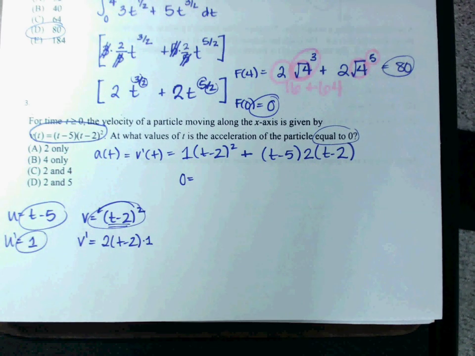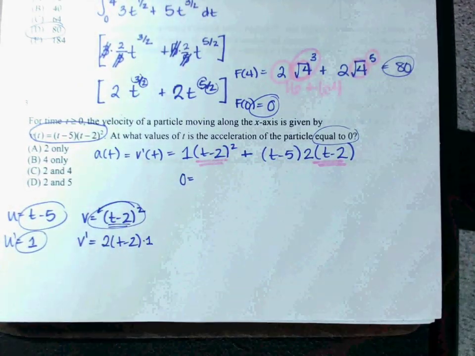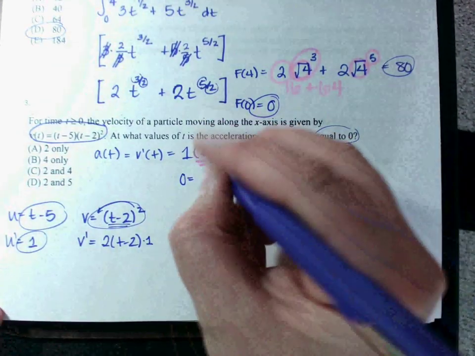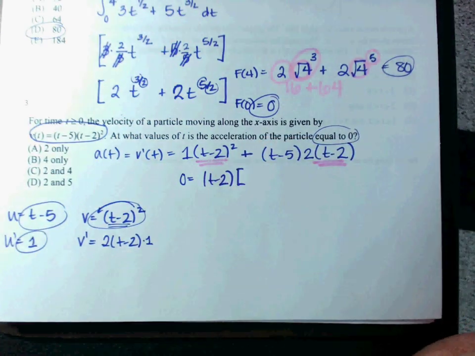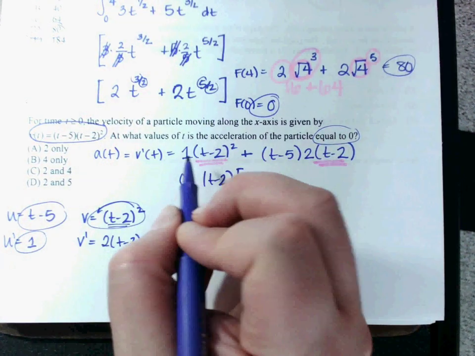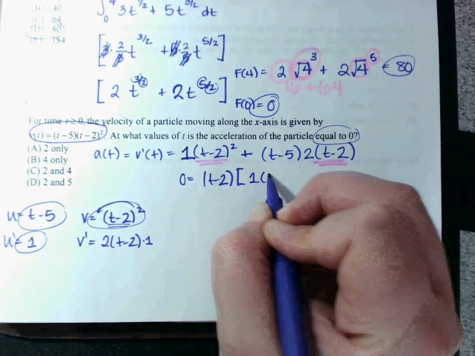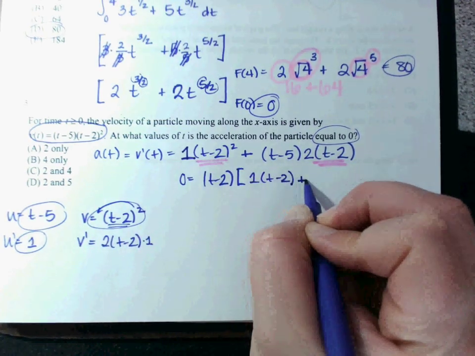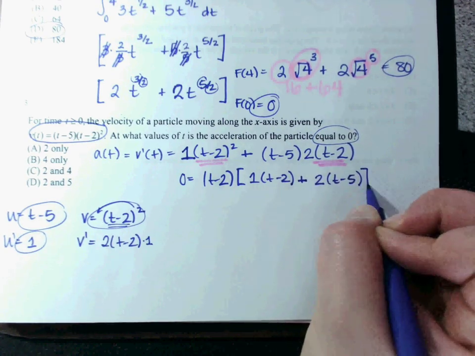And what you should notice is that both of your terms have something in common. They both have a t minus 2. So I'm going to factor that out to the front here. And then I'm going to put whatever's left over in a second set of parentheses. I'm going to use a bracket, but it's the same thing. Okay, so here I'm leaving behind a 1 and a t minus 2. And then here I'm leaving behind a 2 and a t minus 5.